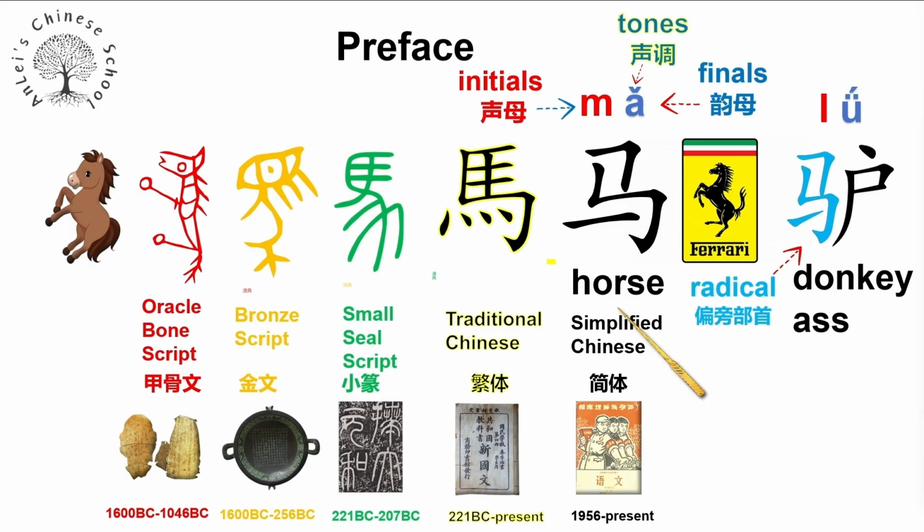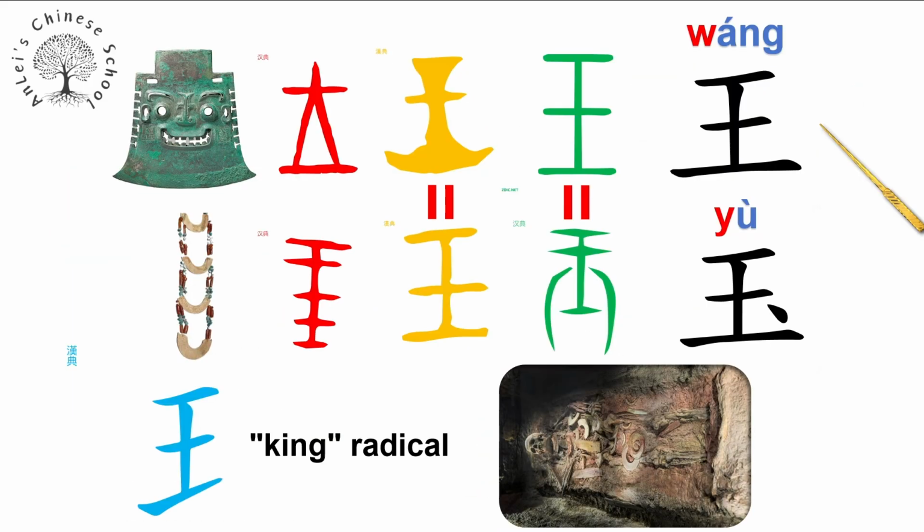Okay, let's get started. These two characters look very similar. This one is Wang, it means king. The other one is Yu, which means jade. Add one dot to the character Wang, it's Yu.